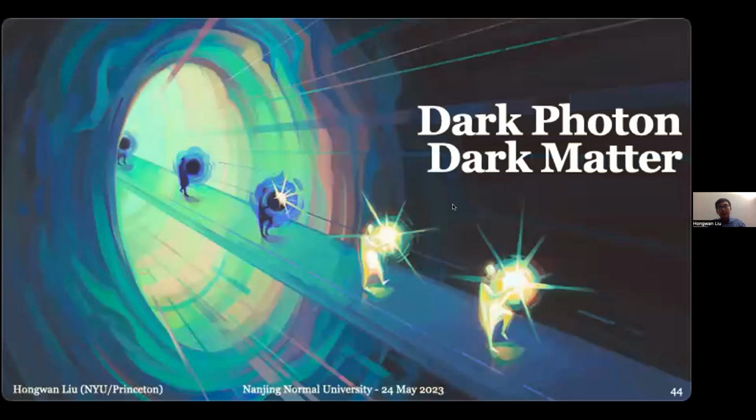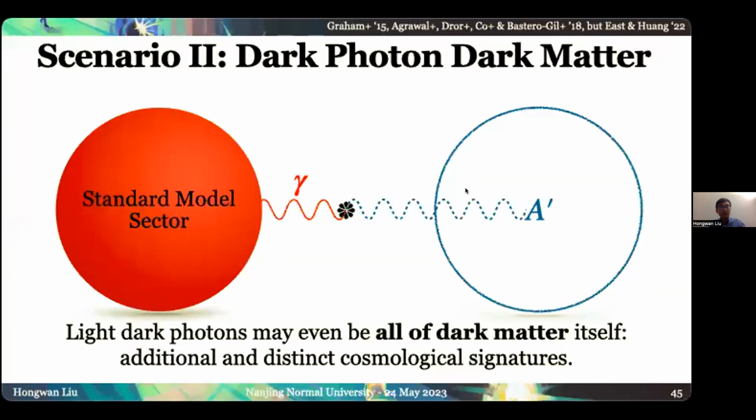So if not, I'm going to talk about the second scenario that I discussed earlier, which is dark photon dark matter. So let me remind you again, the second scenario is that there is a dark sector, but the entire dark sector is made up only of A primes or dark photons. And typically we're looking for ultralight dark matter, which is something in the range of 10 to the minus 14 eV to 10 to the minus 9 eV again.